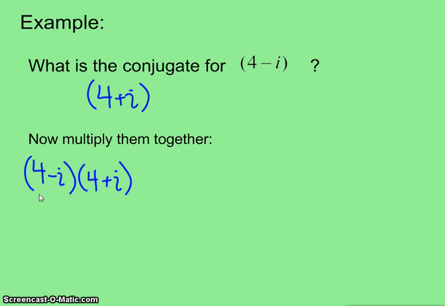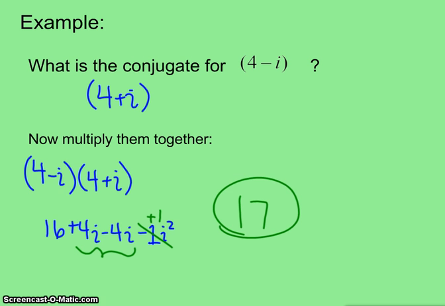Alright, so you should have found 4 plus i is the conjugate for the complex number 4 minus i. When we multiply them together, 4 times 4 is 16, 4 times i is 4i, negative i times 4 is negative 4i, and negative i times i is a negative i squared. Now we come across something interesting, negative i squared. In front of this i squared is a 1. So -1, and remember i squared is -1, so -1 times -1 is a plus 1. The 4i and negative 4i result in a 0i, so 16 plus 1 is 17.